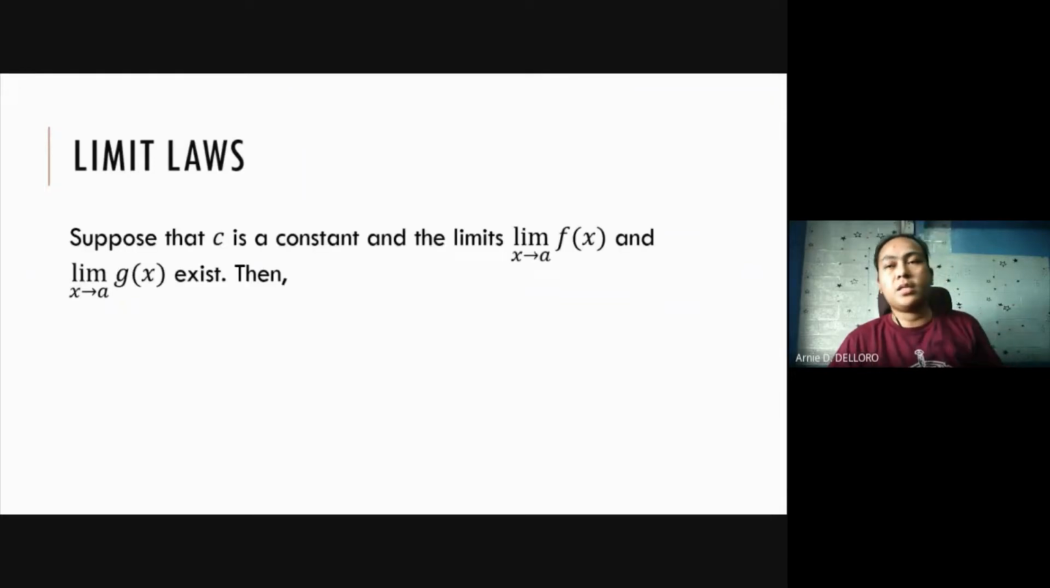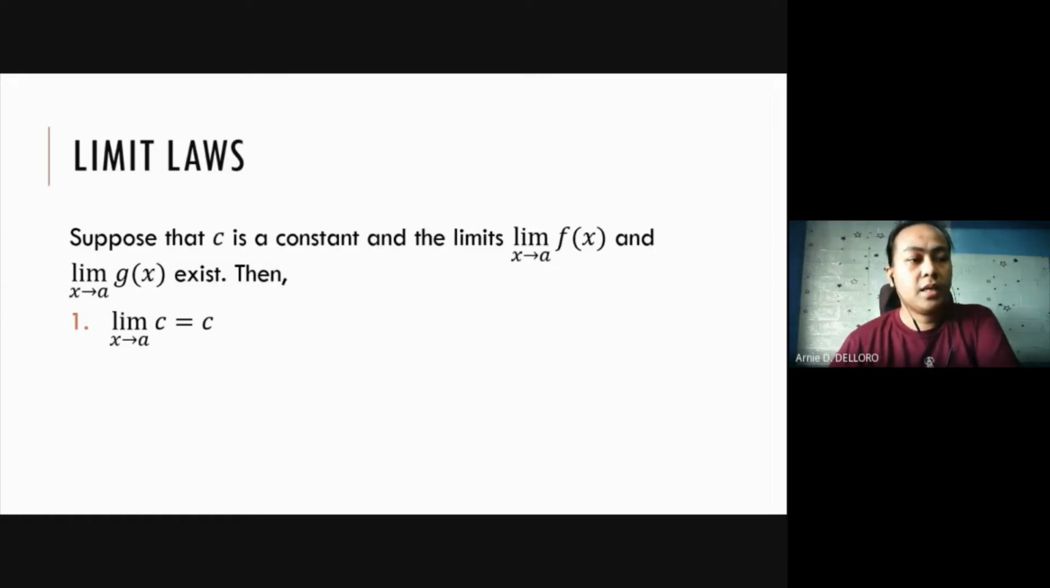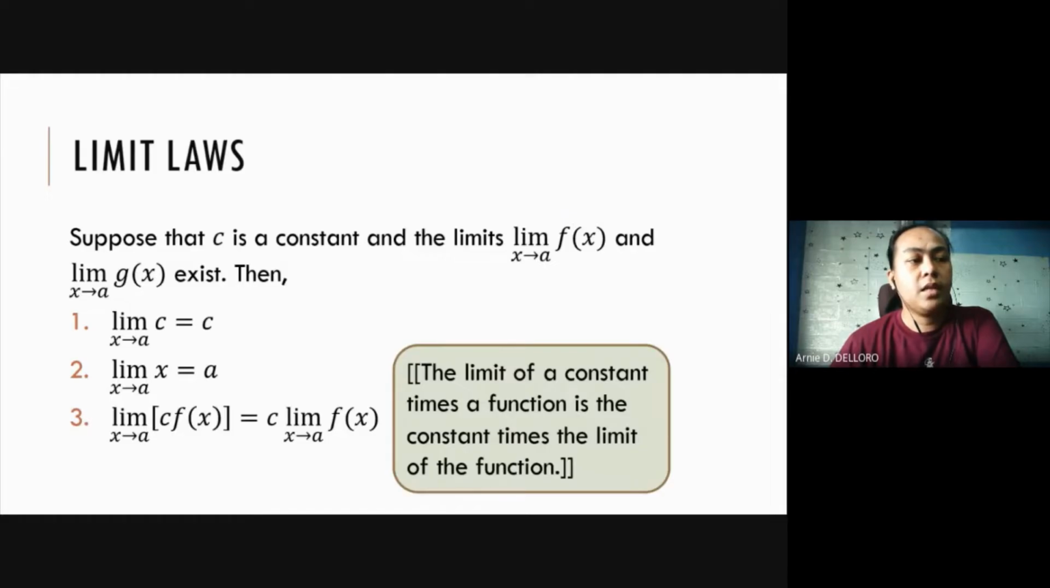Suppose that c is a constant and the limit of f of x as x approaches a and the limit of g of x as x approaches a exist, then we have the first law: the limit of a constant as x approaches a is equal to the constant. The second law is the limit of x as x approaches a is equal to a. This is our identity function. Next is the limit of c times f of x as x approaches a is equal to c times the limit of f of x as x approaches a.